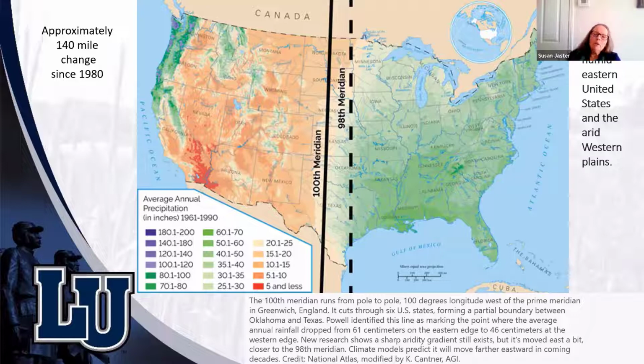Well, when you look at the maps now, we are currently seeing that line. It has traveled 140 miles just since 1980. There's a lot of us probably listening who remember 1980. It's not that long ago, but the 98th meridian is basically between Wichita and Topeka.